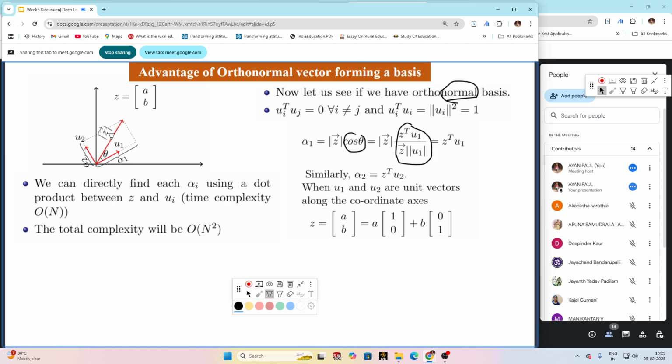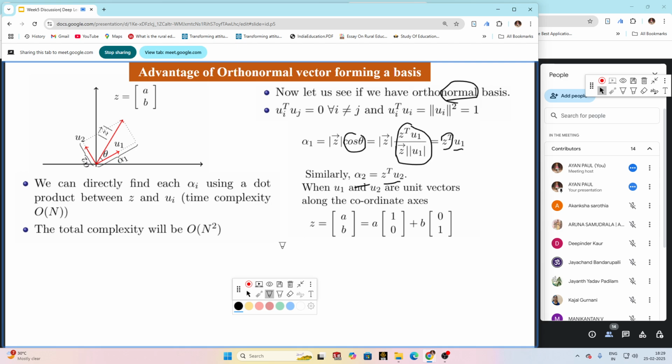Okay, so if we have this zt and u1 divided by its mod, this is the angle between the two lines. That is, cos of theta, the cos of the angle between the two lines, will be equal to this. So solving this we get alpha 1 equal to zt into u1. Similarly, alpha 2 can be found out by zt into u2.